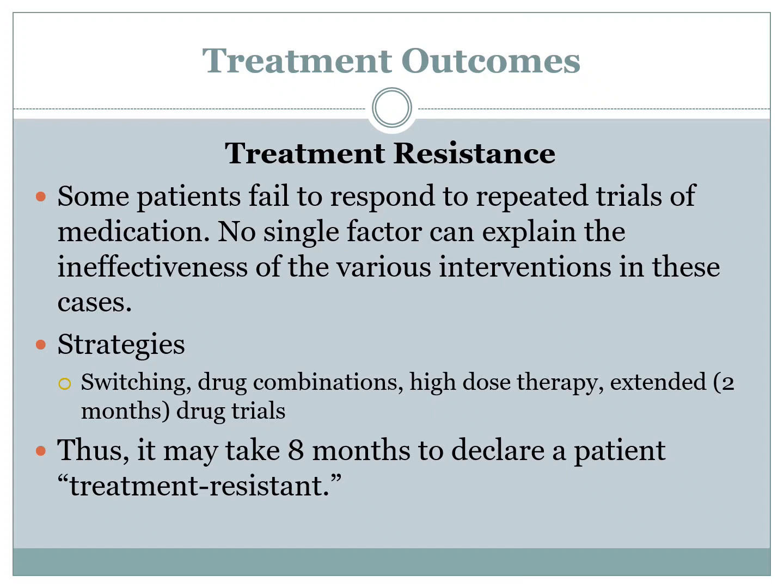For treatment resistance, the strategies required are switching to another drug. Drug combination can be tried. Relatively high dose therapy can be given, and treatment for a particular drug can be extended to 2 months. This means it takes 8 months to declare a patient treatment resistant.